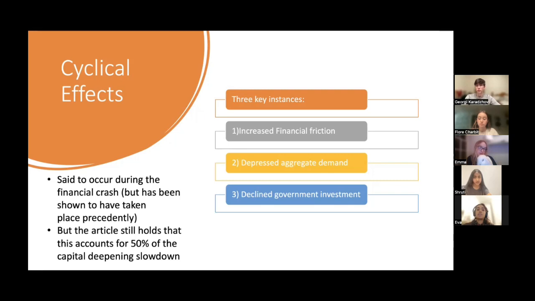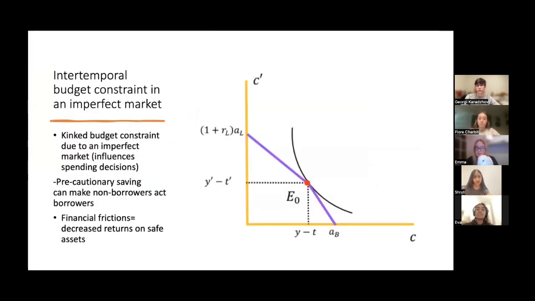The cyclical is attributed to three key effects: increased financial friction, depressed aggregate demand, and government investment falling. The friction has been deemed a cyclical phenomenon, but it was indicated to have occurred from before the crash. Hence, the 50-50 split between cyclical and structural is somewhat misleading. But as a standalone effect, this friction seems to indicate an imperfect market, since the returns on safe assets have decreased in the US. Applying this to the intertemporal graph consumption, this would infer a kinked budget line, meaning Ricardian equivalence no longer holds, and hence spending decisions of the government were impacted.